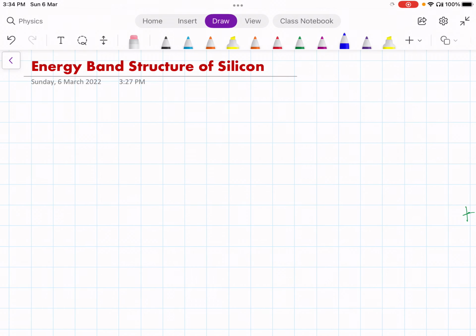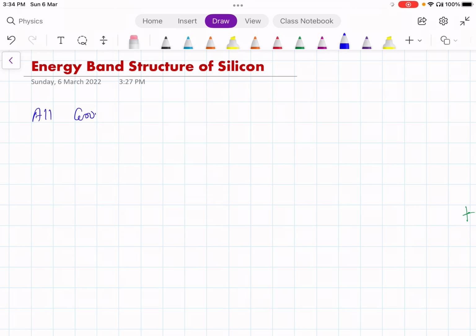Energy band structure of silicon. As you know, all group 4A elements in periodic tables are having completely filled S bands and partially filled P bands.